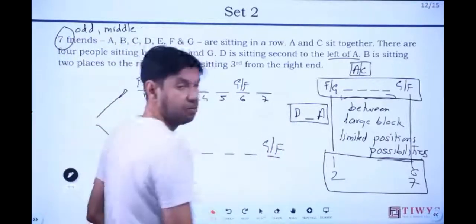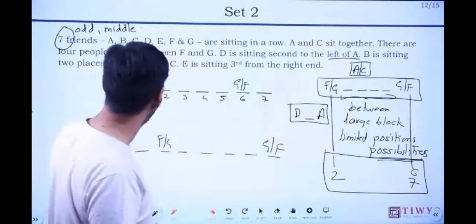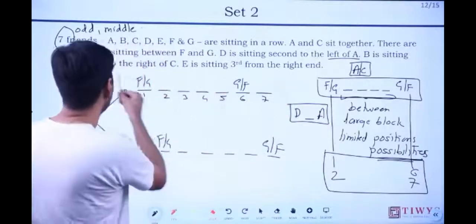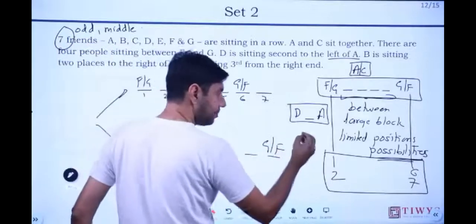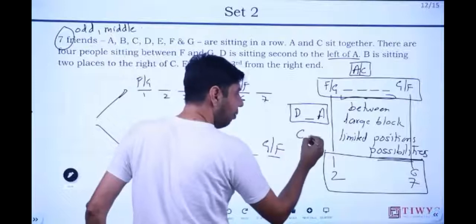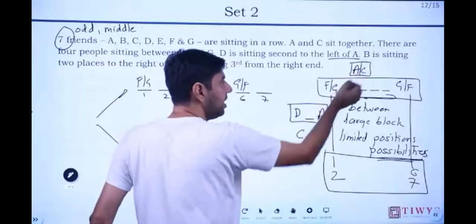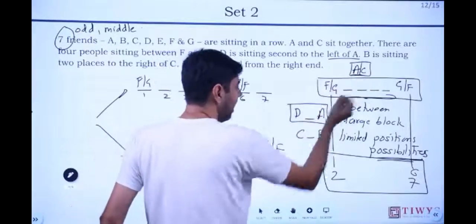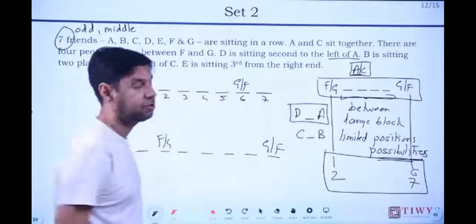And one more, when you write this, think, does it relate to anyone that you have already written? Yes. B is sitting 2 places to the right of C. C, 1, 2. And is C used earlier? C here. Yes, A and C. So A will be somewhere here. And if A is there, D also you know, right?